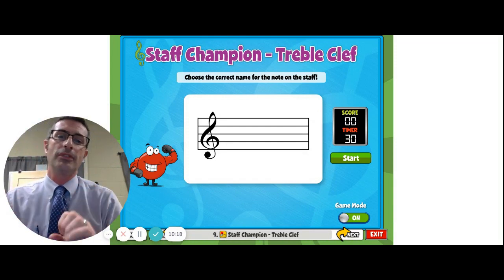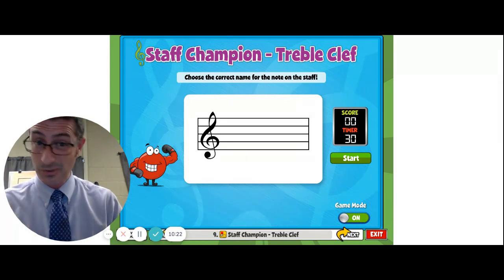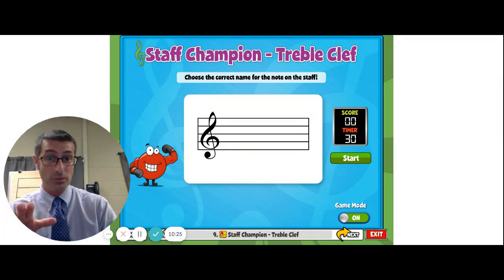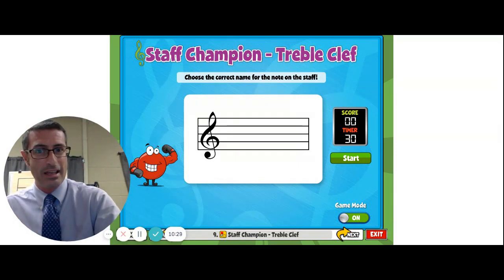So this treble clef review is going to be great for you guys who are joining band and orchestra. If you're not in band and orchestra, don't worry about it. It's going to be great for you too. If you still got your recorder or something like that at home, pull that recorder out, try some of these letter names on that as well.